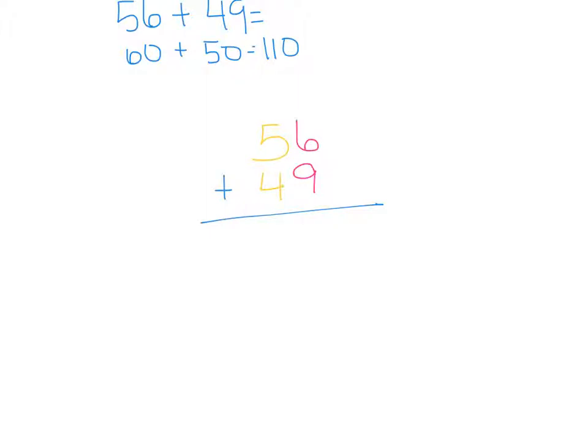Okay. Starting in my ones place, 9 plus 6, 15. Okay, but I can't write 15 there, so I'm going to put 5 down. I'm going to go ahead and trade those 10 ones for a 10. I'm going to put it up there. Now adding my tens column, I have 5 plus 4, which is 9, and one more would be 10.